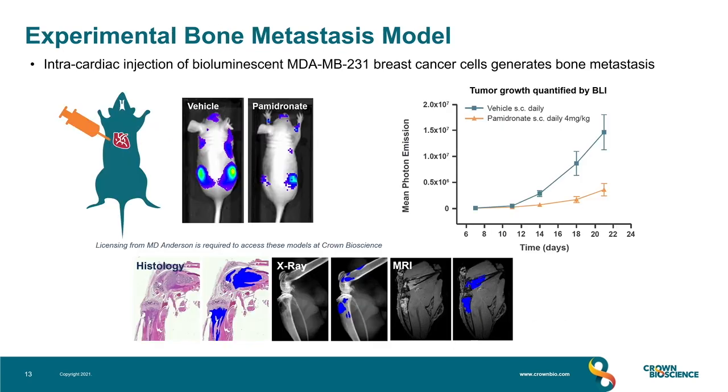To overcome this, what we have done is to inoculate the cells into the left ventricle of the heart. So intracardiac injection of MDA-MB231 will generate bone MET, and the cells are carried through the body by blood and settle in the bone. This can then be traced with BLI imaging. Ex vivo, we can do histology, X-ray, and MRI.